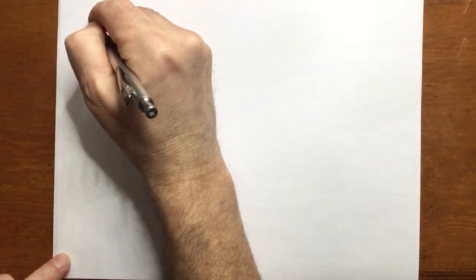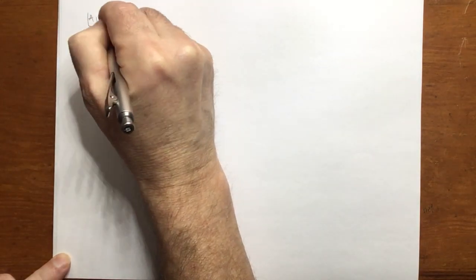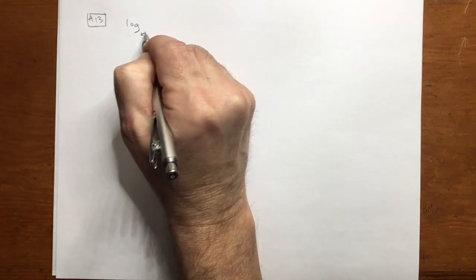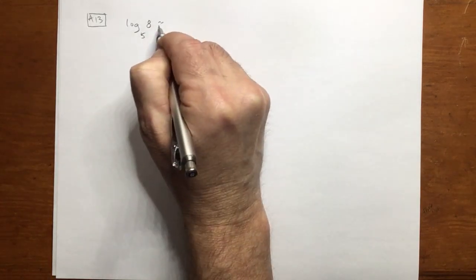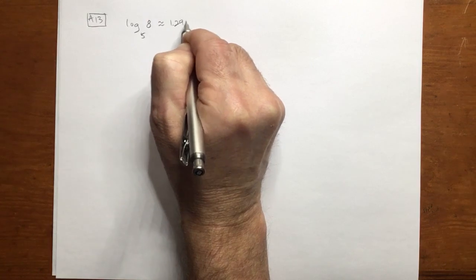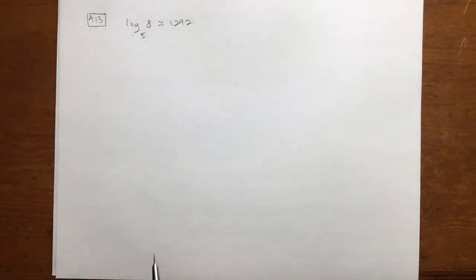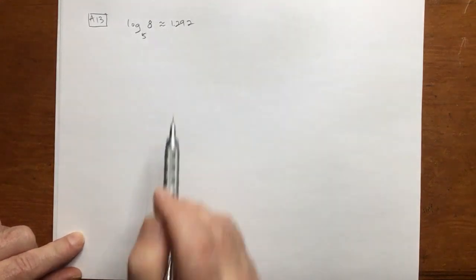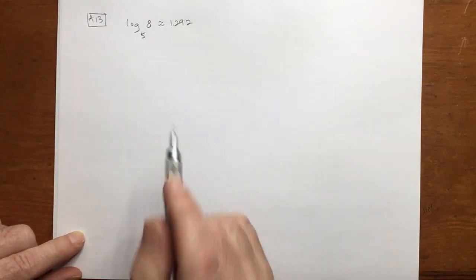This is video A13, and this will be our last video on this unit or section where we're dealing with log properties. Last time we ended with a problem where I had just given you that log base 5 of 8 is approximately 1.292. Let's see how we can maybe use our calculators to evaluate this.